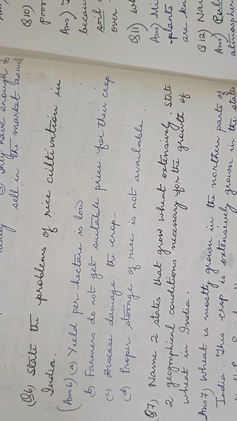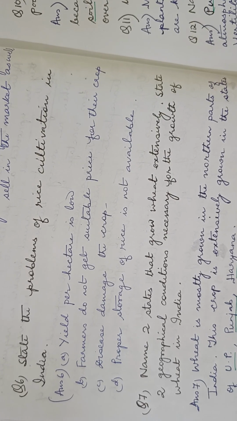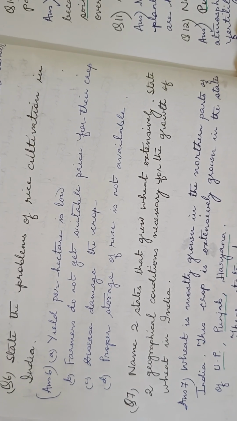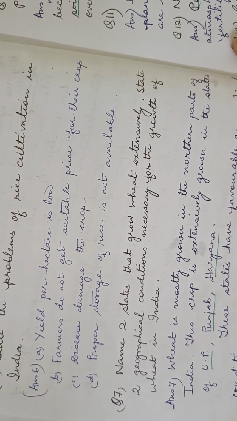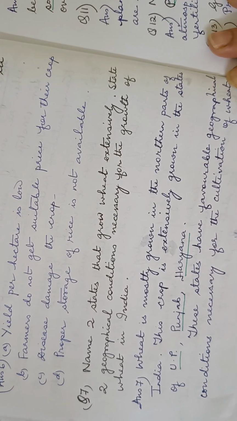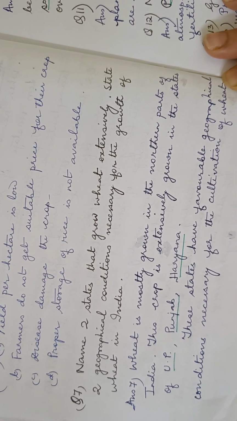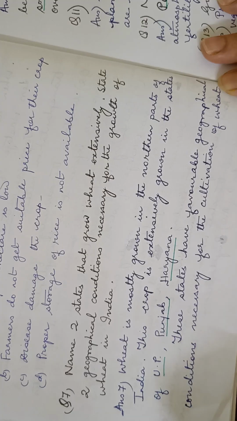Next question. Name 2 states that grow wheat extensively. State 2 geographical conditions necessary for the growth of wheat in India. Wheat is mostly grown in northern parts of India. This crop is extensively grown in the states of Uttar Pradesh, Punjab, Haryana. Now, these states have favorable geographical conditions necessary for the cultivation of wheat.